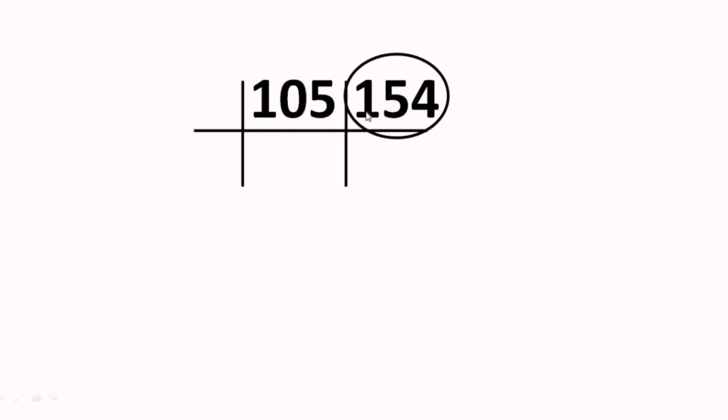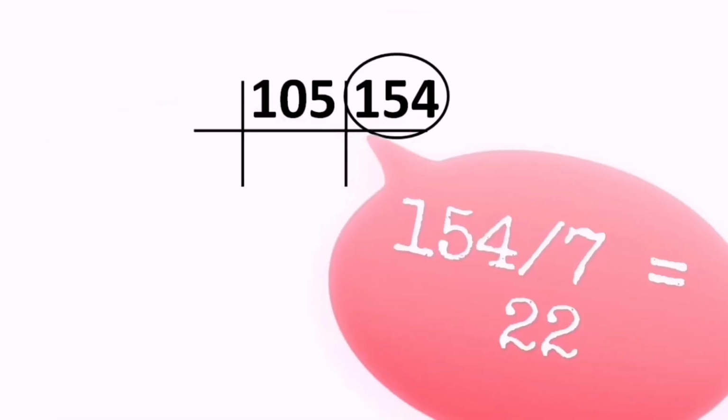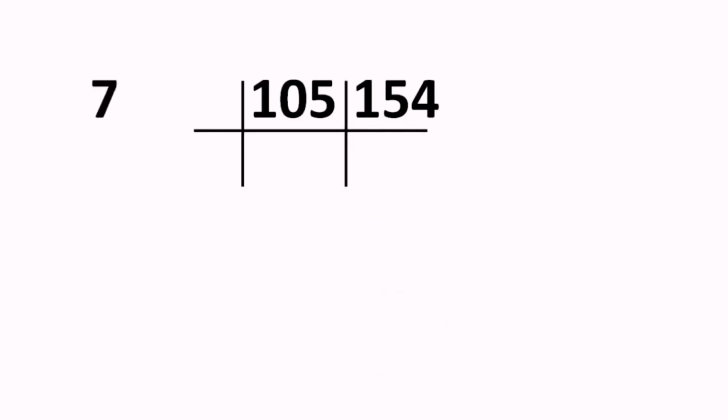Then what can be done? If you observe the first two digits over here, that is 15, right? So 7 2s are 14 can be utilized. This 15 and 14, if you subtract, the remainder is 1, and that 1 and 4 at last will make again 14. So we can say 154 is also divisible by 7, because the moment you divide it, you get the answer 22. So when 105 is divided by 7, we get the answer 15, and when 154 is divided by 7, we get the answer 22, as I explained to you.